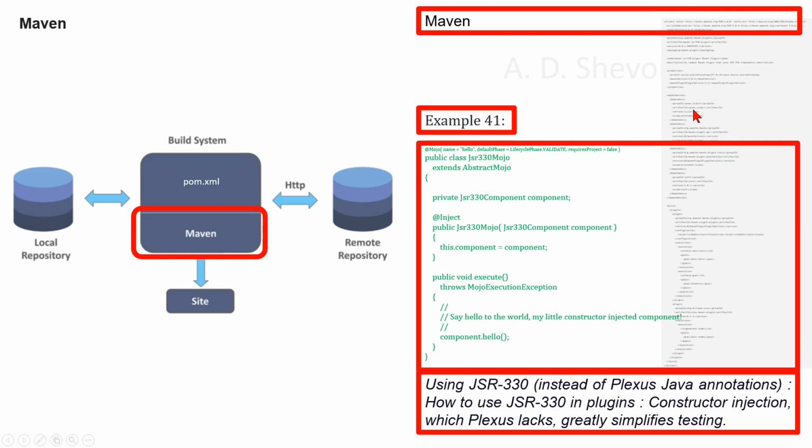Configured to create JSR 330 component index. In addition, we added classical Maven plugin dependencies, Maven plugin API, and Maven plugin annotations to extend abstract mojo and use Java plugin test tools annotations associated with Java plugin.